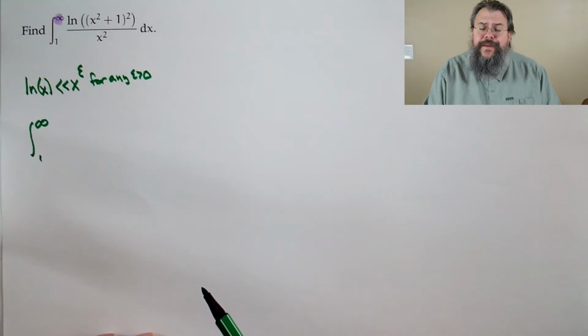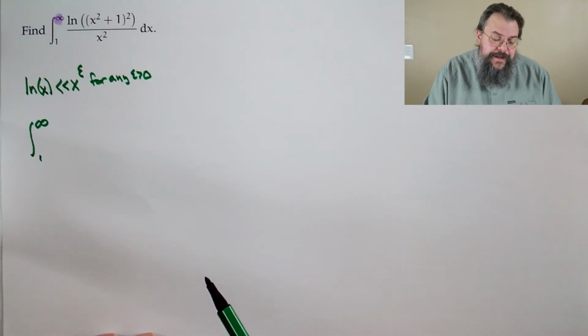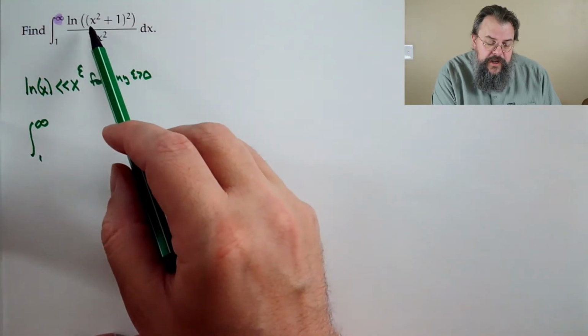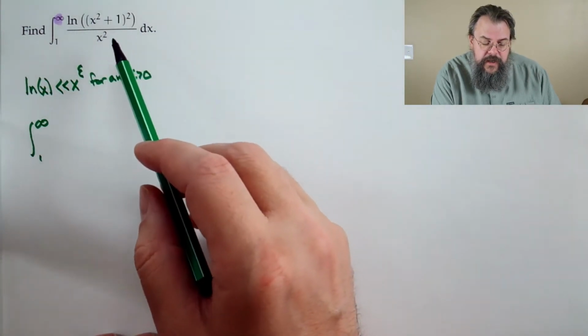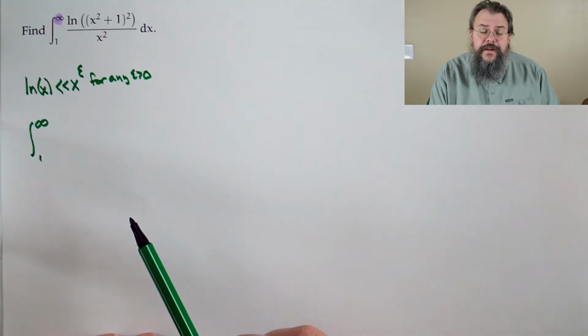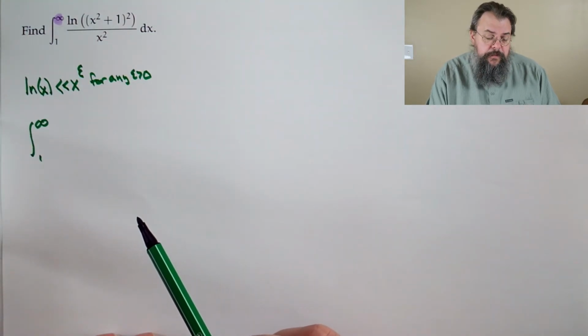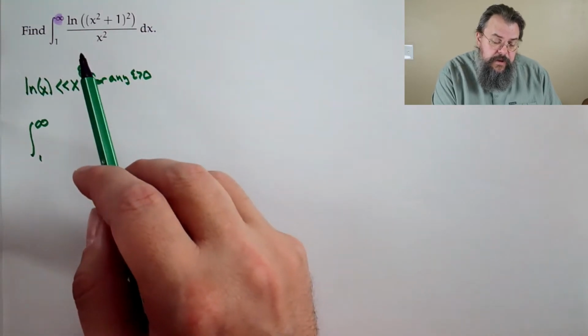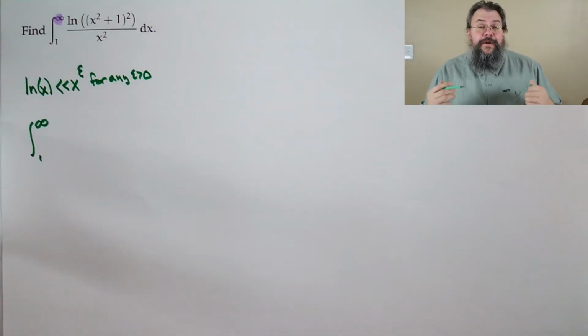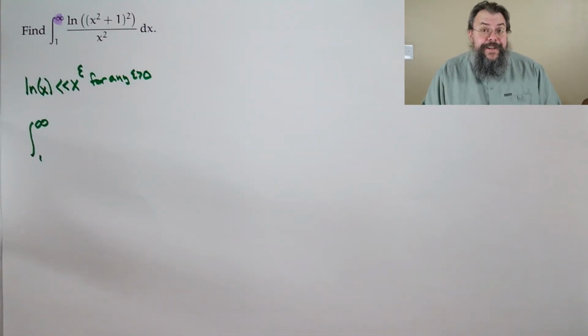But I don't see a nice substitution coming out. Maybe I'm not creative enough. The thing is, if I take the derivative of the inside, x squared plus 1, it doesn't look like 1 over x squared. And so I don't think a substitution is going to be the right call. I do see that there are two pieces, and one of them involves a log. And my general rule of thumb is I really don't want to integrate logs, because it's not so great.